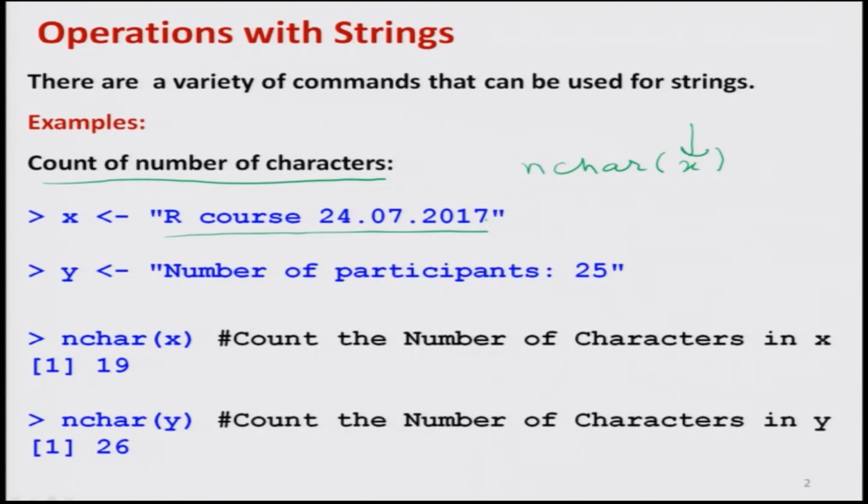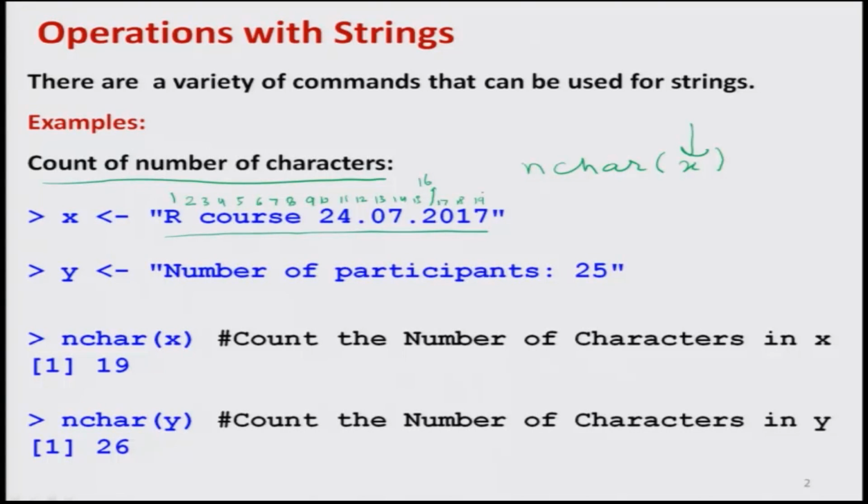If you try to count how many characters are here: 1, then a blank space 2, then C 3, O 4, U 5, R 6, S 7, E 8, then a blank space 9, 2 10, 4 11, then a blank space 12, J 13, U 14, L 15, Y 16... and so on, up to 19 in the original count. You have to note that I am also counting the blank spaces. A blank space is also taken as a character.